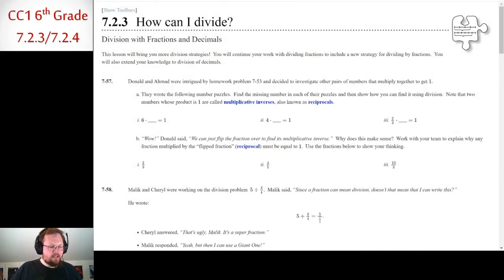We're going to jump into this section on 723, and the first and most important topic that it's going to discuss is what are called multiplicative inverses, which is a really, really fancy word for reciprocal, which is a fancier word for a flipped fraction. I'm going to show you what these are and how they work, and it's going to become part of your toolbox that you can use later on. And I'll show you why reciprocals are helpful.